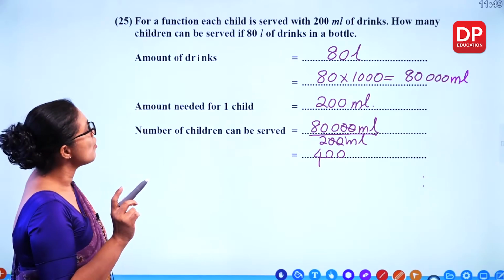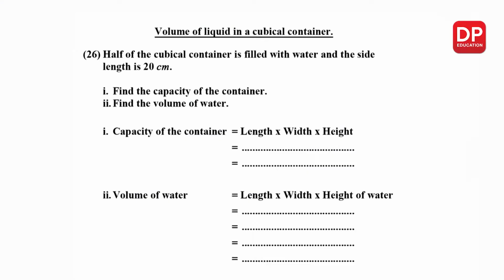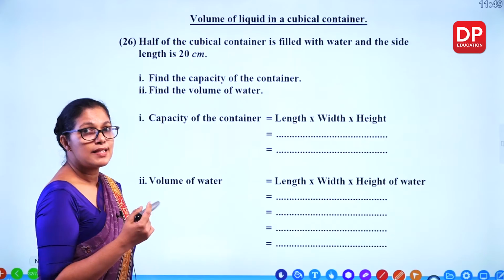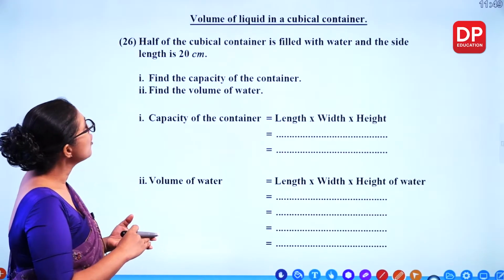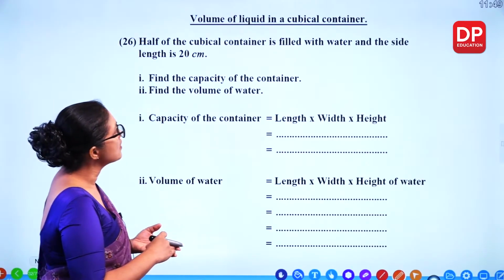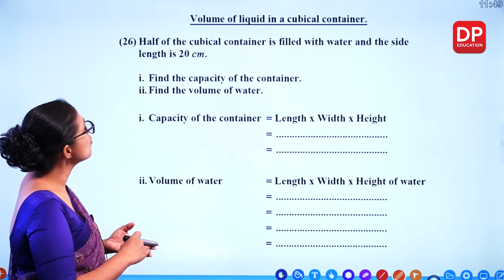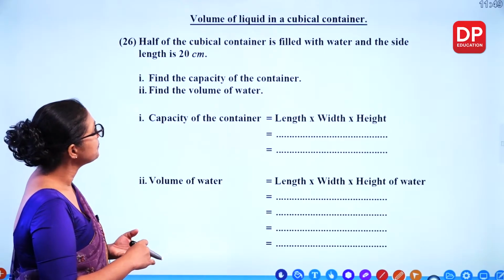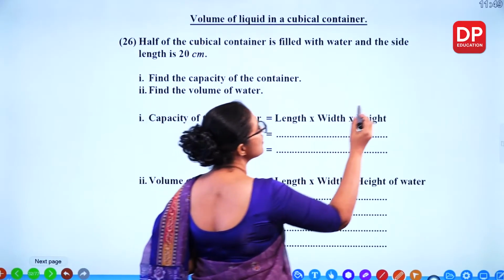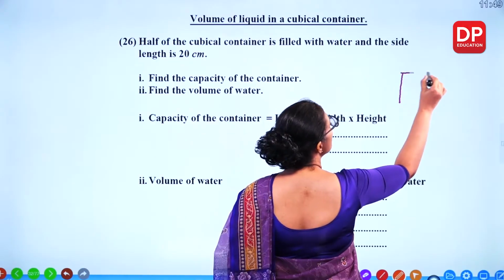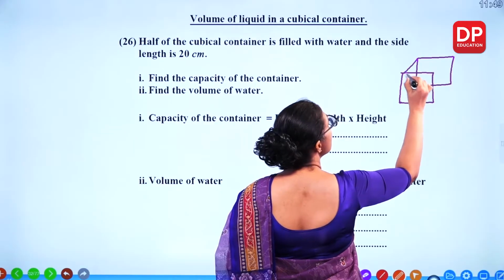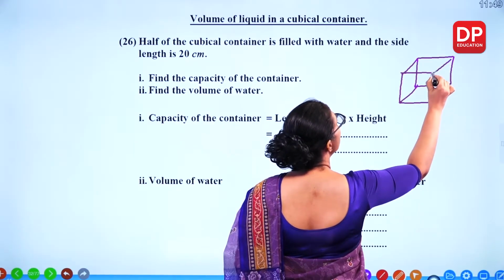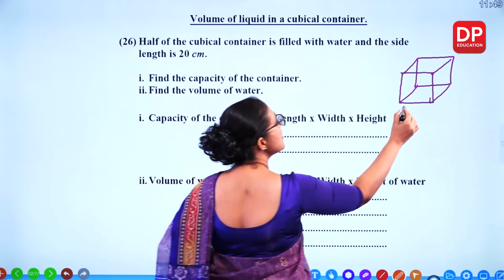Now we'll look at volume of liquid in a cubical container, a cube-shaped container. Half of the cubical container is filled with water and the side length is 20 centimeters. Think about a cube with side length 20 centimeters.